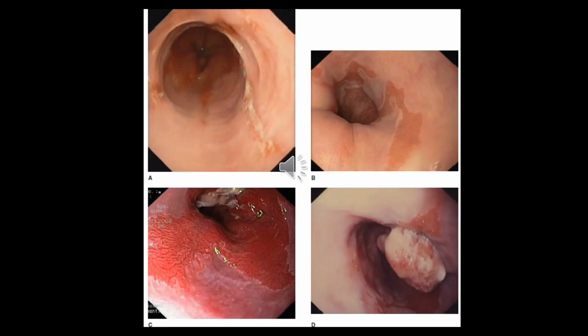In the image shown, these are complications of reflux disease as seen on endoscopy. Image A, linear erosions of LA grade B esophagitis. On image B, uncomplicated Barrett's mucosa. Image C, high-grade dysplasia in Barrett's mucosa. And picture D, early adenocarcinoma arising in Barrett's mucosa.